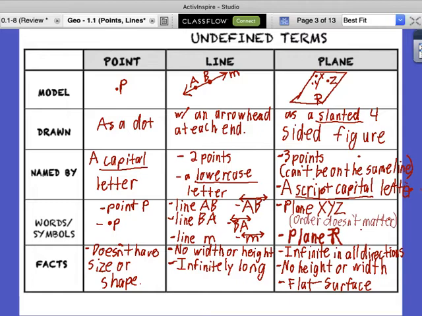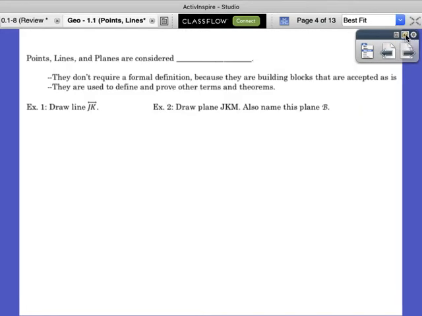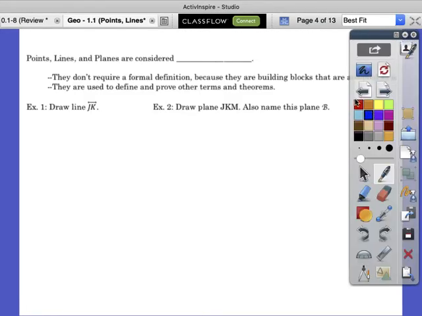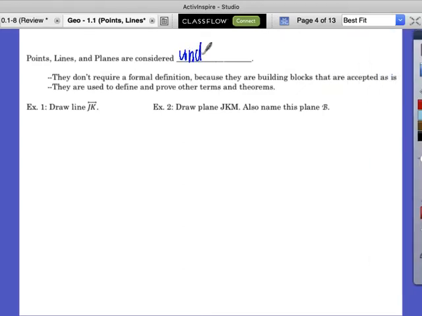So you might be wondering, Mr. Kossel, why does it say undefined terms? And I'm just saying, hey, that's an awesome question, math student. So points, lines, and planes are considered to be undefined. That's just because they don't have defined lengths or dimensions, okay?